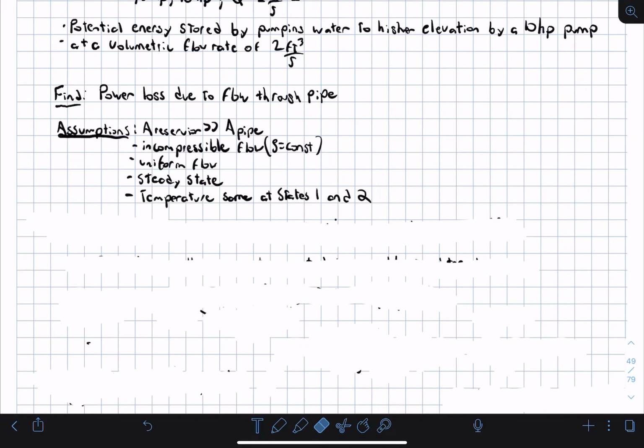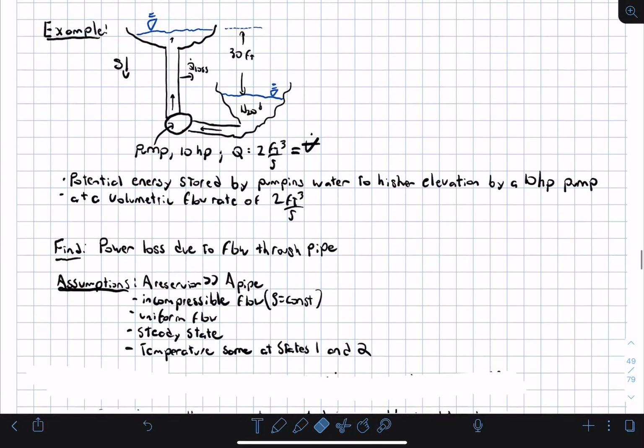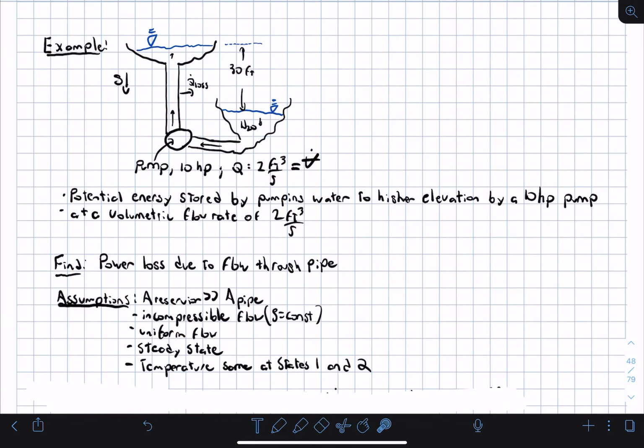Okay, which seems to be a pretty reasonable thing. You wouldn't expect the pump to add too much of a temperature to the water.